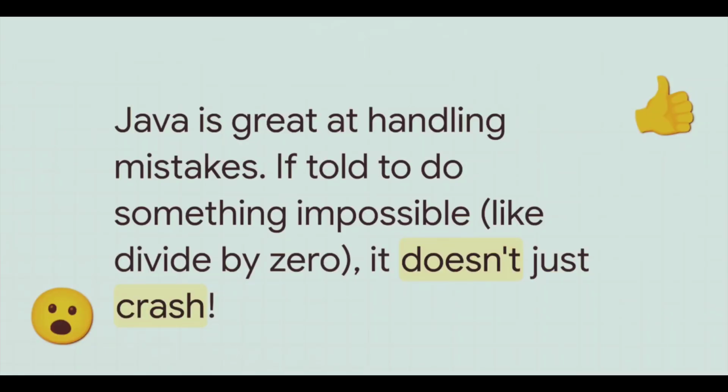So what does robust actually mean when you're coding? Well, Java is fantastic at handling errors. So if you accidentally tell a program to do something impossible, like, say, divide a number by 0, it doesn't just crash and burn. Nope, it catches the mistake gracefully and allows the program to keep running smoothly. You can see why this is a lifesaver for something like a banking app, right? One little error can't be allowed to take the whole system down.